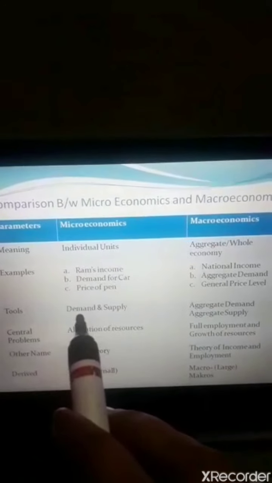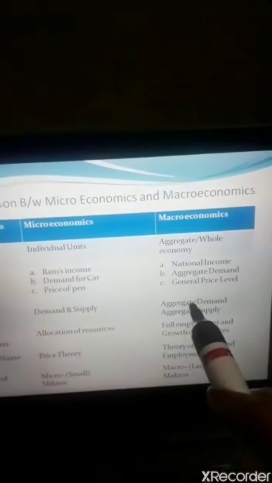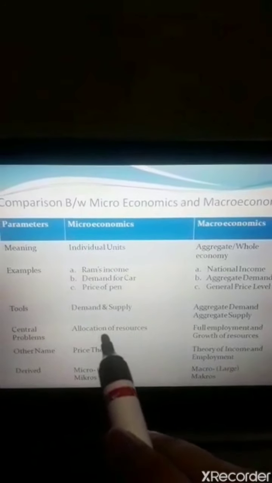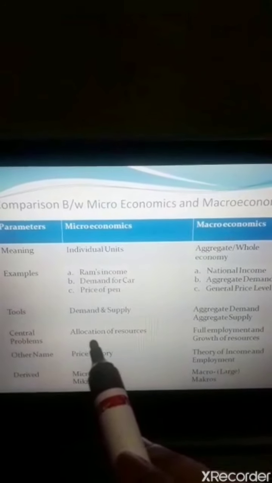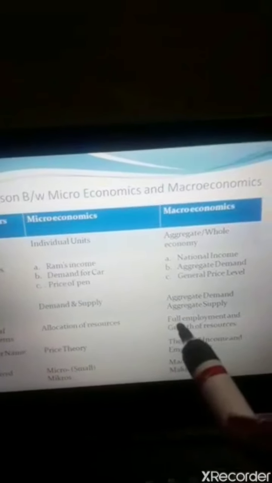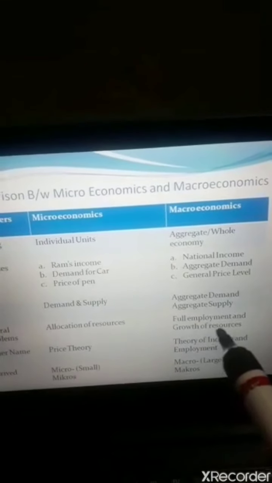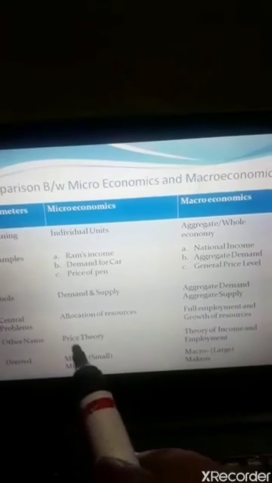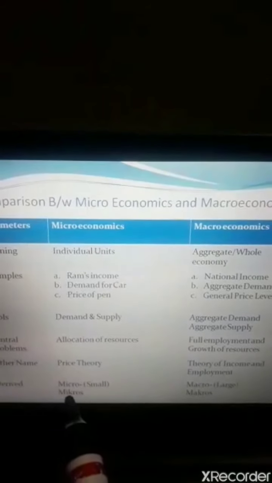Tools used in microeconomics are demand and supply. The tools used in macroeconomics are aggregate demand and aggregate supply. The central problem solved in microeconomics is allocation of resources, but full employment and growth of resources is a concern of macroeconomics. The other name of microeconomics is price theory. The other name for macroeconomics is theory of income and employment. The micro word has been derived from the Greek word mikros, which means small, and the macro word has been derived from the Greek word makros, which means large.